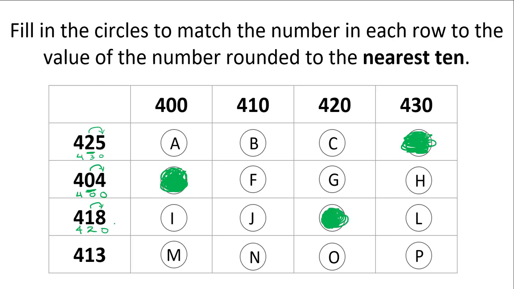Let's keep going. 413 rounded to the nearest 10. Let's do this really fast. Let's see how fast we can do it. We underline the digit in the tens place. Then we look next door. It's a 3. Oh, it's not a 5 or more. It's only a 3. So the 1 will remain the same. So we're looking at 4.